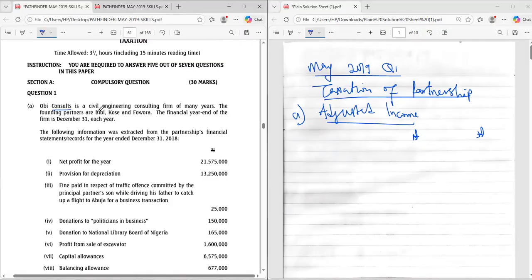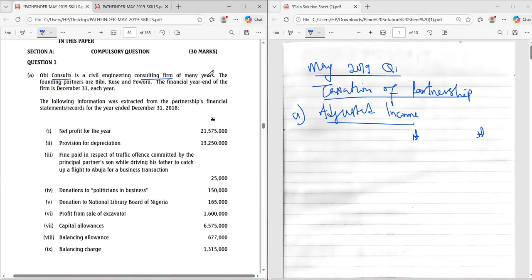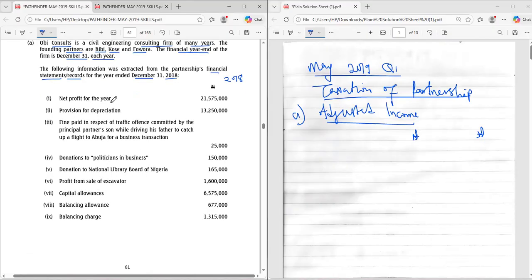They said OB Consult is a civil engineering consulting firm of many years. The founding partners are Bibi, Koshe, and Ora. The financial year end of the firm is December 31st of each year. So we have 3 persons that make up the partnership: Bibi, Koshe, and Ora. The following information was extracted from the partnership's financial statements for the year ended December 31st, 2018. So we're looking at the financial year of 2018. They gave you net profits. That is the profit that we are going to adjust.